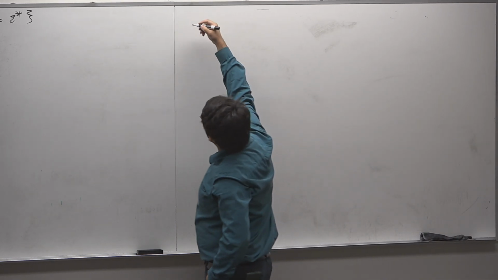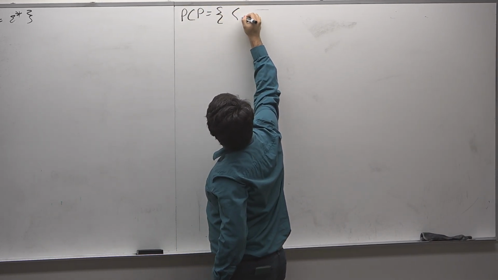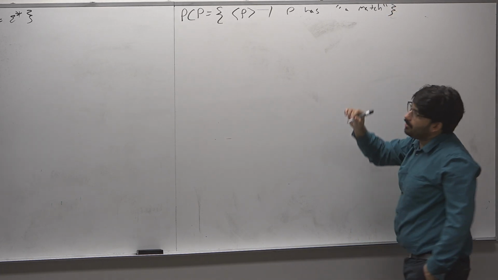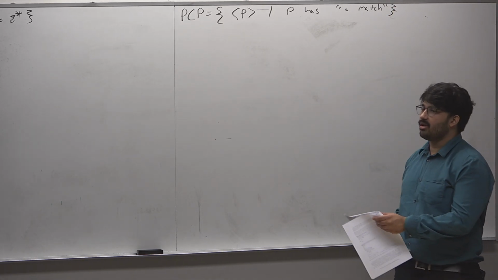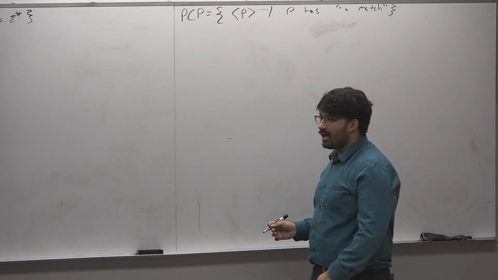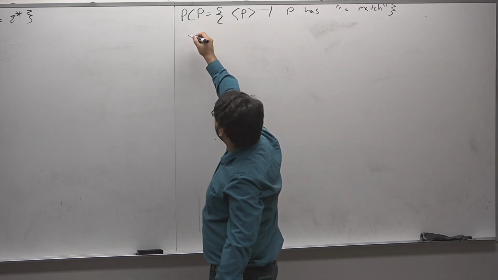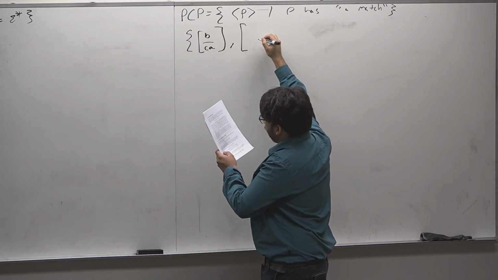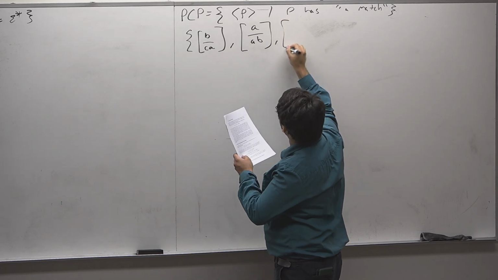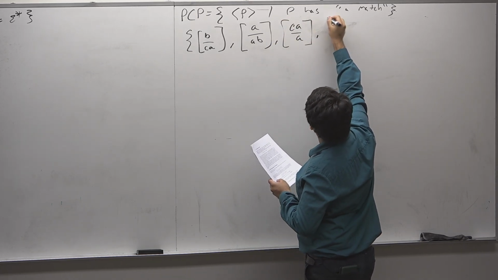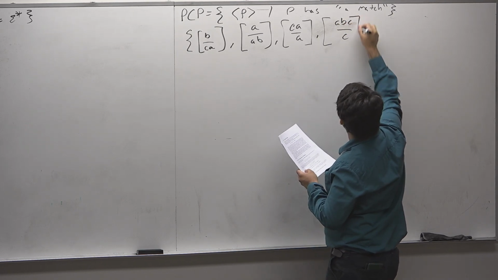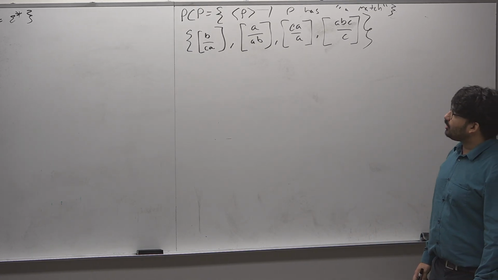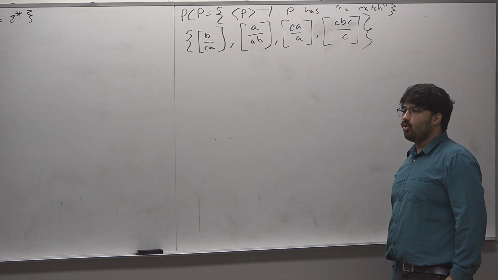So PCP is a language of tile sets, we'll call it P, such that P has a match. A match is this: you have a set of dominoes, which are strings, and you have infinitely many copies of each domino. Is there a sequence of such dominoes such that the concatenation of the tops equals the concatenation of the bottoms? For example, let's suppose I had the following set of dominoes. B over CA, A over AB, CA over A, ABC over C. You have infinitely many copies of each. Give me a sequence of such dominoes such that the concatenation of the tops is equivalent to the concatenation of the bottoms.